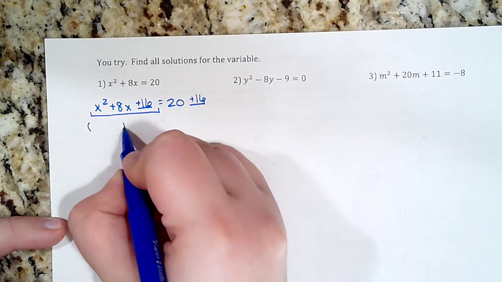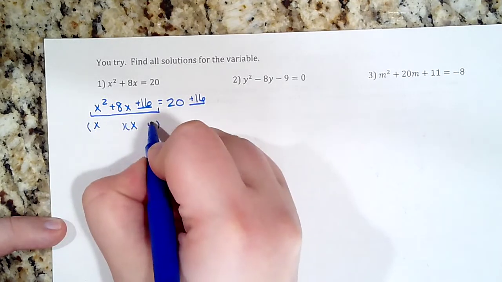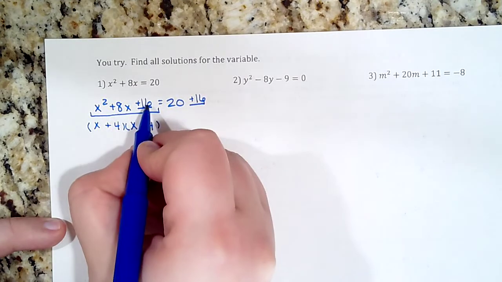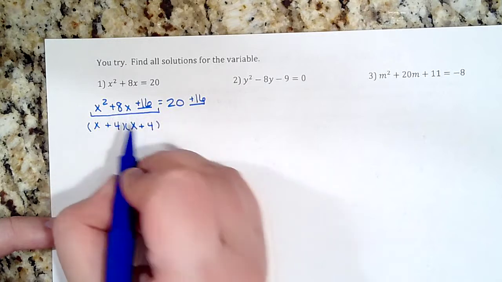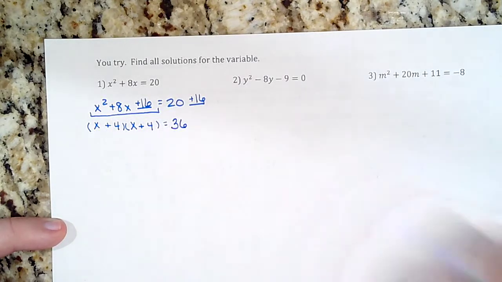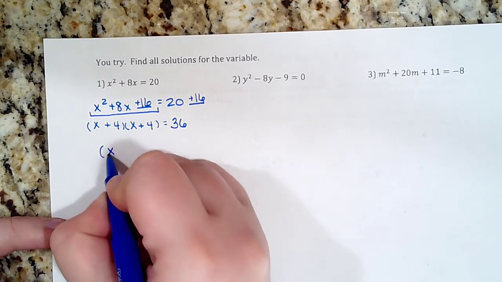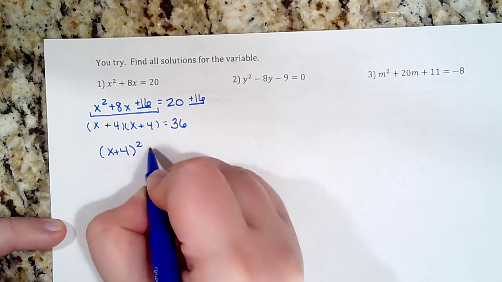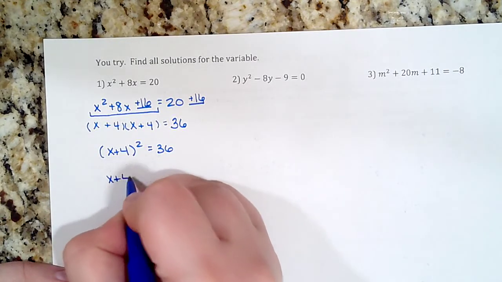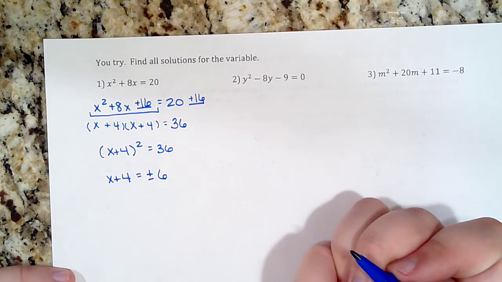And that perfect square trinomial can be broken up into x plus 4, x plus 4. What multiplies to 16 adds to 8? 4 will do it. And then, of course, we simplify our right side. Let's now rewrite this left side as a perfect square. Take the square root of both sides to be left with x plus 4 equals plus or minus 6.